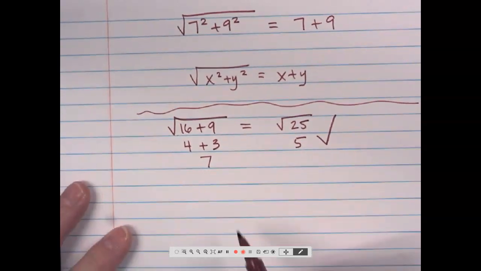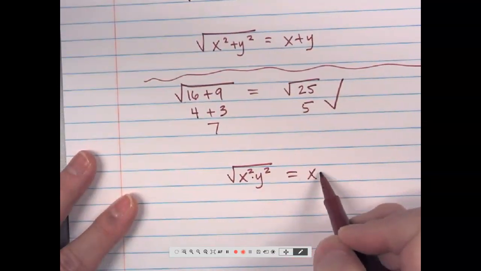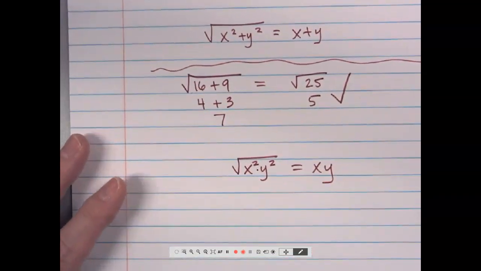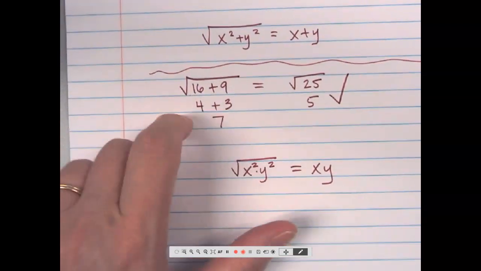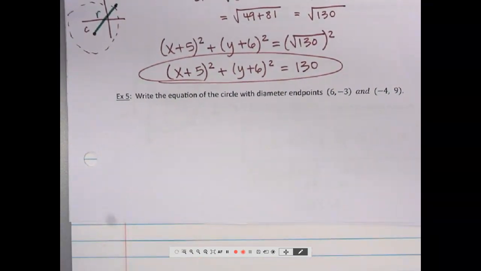Now, if it's multiplied, rules change. If I had x squared times y squared, then yes, that's xy. Okay? So that is a really, really easy thing to do. So try to be aware of that, and I'm glad you brought that up.